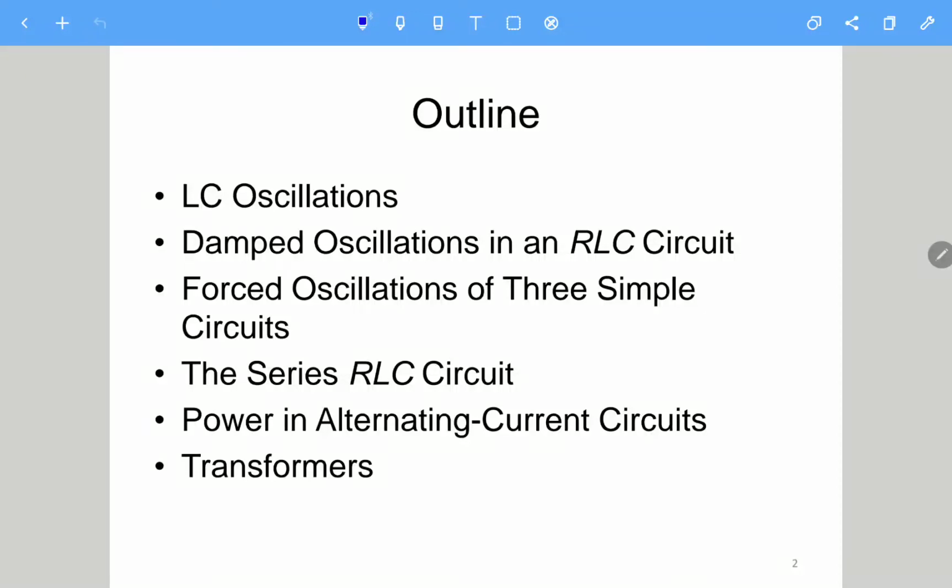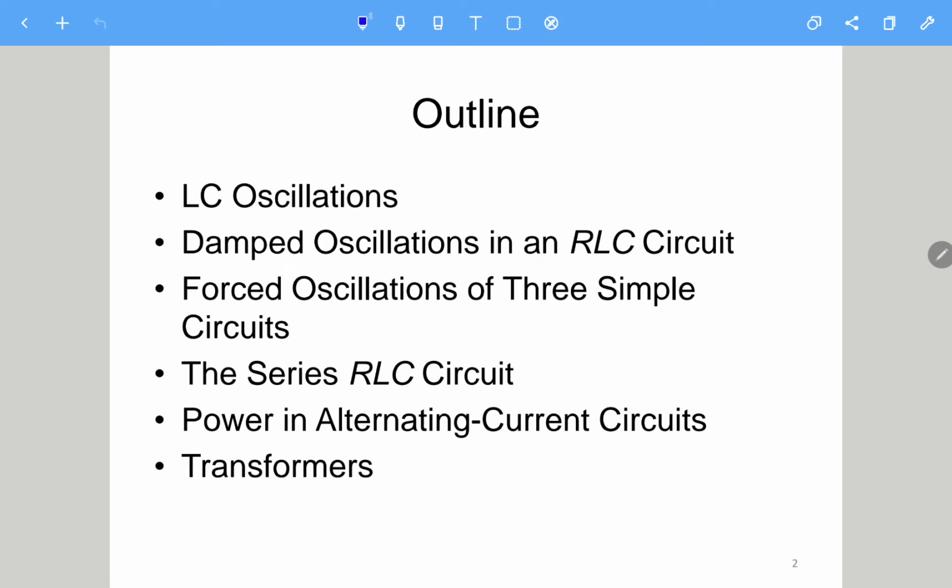So this is the outline for chapter 31. So we will introduce the LC oscillations, which is a second order system, and also we will talk about the damped oscillations in an RLC circuit. Here we will compare this second order circuit with the second order mechanical system, like the spring mass system. The spring mass system, I think you should have learned it in mechanics.